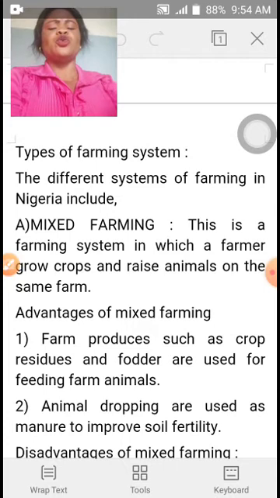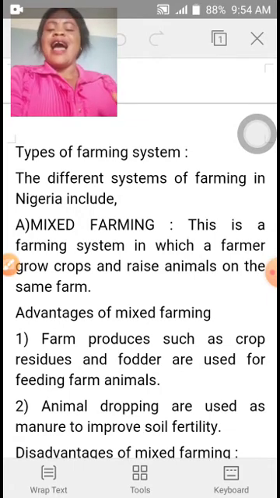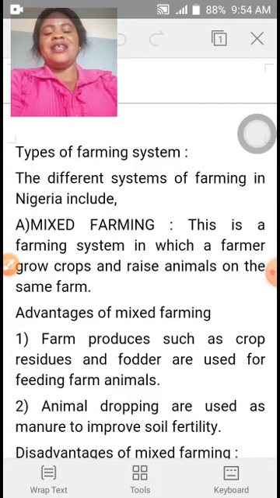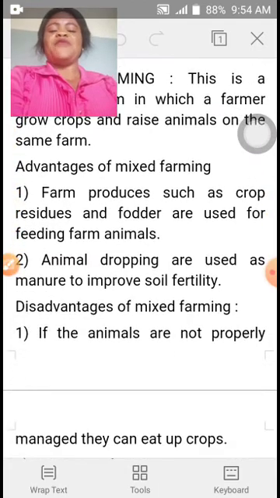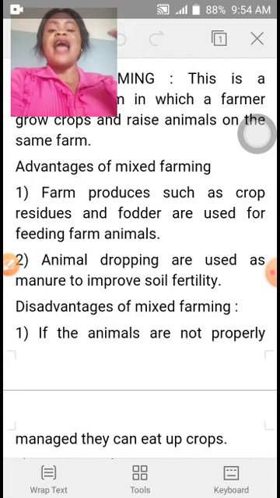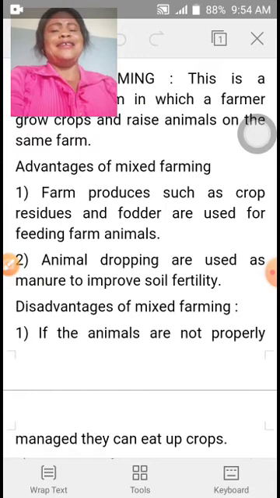Now let's move down to disadvantages of mixed farming. We have done with advantages of mixed farming. Disadvantages of mixed farming. Number one is, if the animals are not properly managed, they can eat up crops. Yes, because you mix animals and crops together. That is what will happen to your crops, because it's mixed farming. If the animals are not properly managed, they can eat up crops.